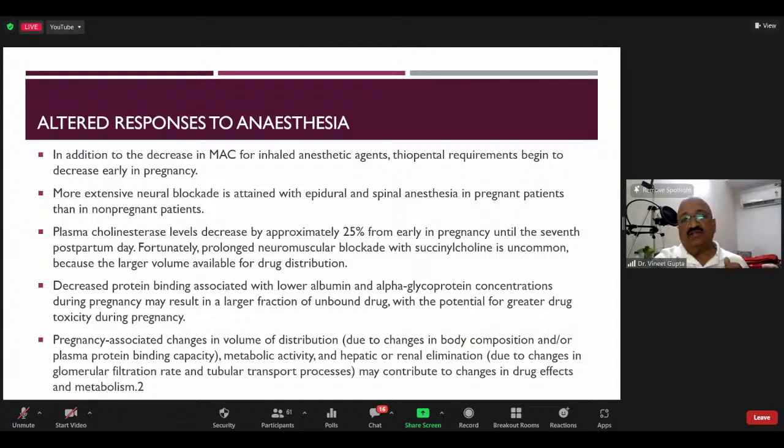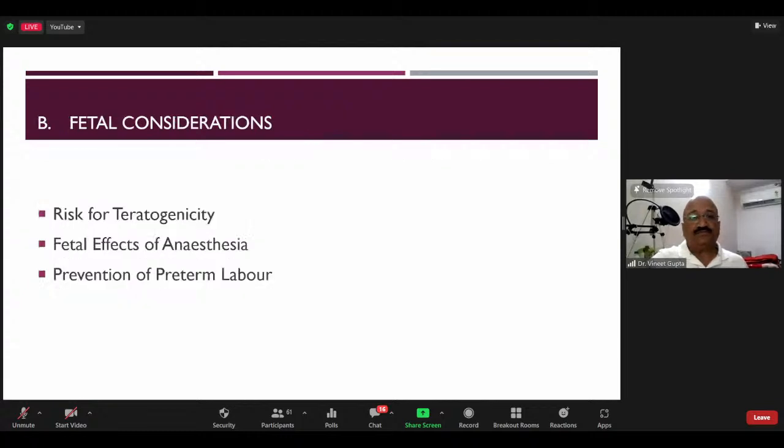Decreased protein binding associated with lower albumin and alpha-1 acid glycoprotein concentration during pregnancy may result in a larger fraction of unbound drug, with a potential for greater drug toxicity. Then pregnancy-associated changes in volume of distribution due to changes in body composition or plasma protein binding capacity, metabolic activity, and hepatic or renal impairment in elimination may contribute to changes in drug effects and metabolism. Then this is the physiological part.